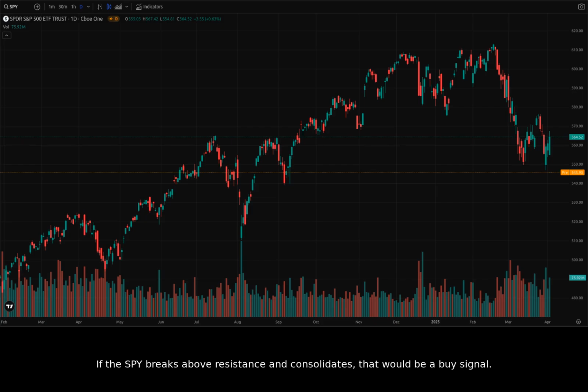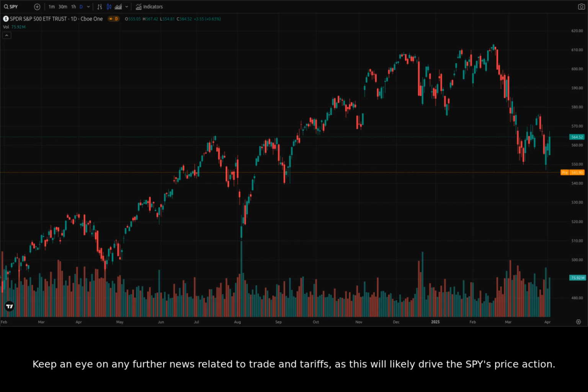If the SPY breaks above resistance and consolidates, that would be a buy signal. However, the likelihood of that is low. Given the current news environment and the chart patterns, the SPY is likely bearish for the short and medium term.